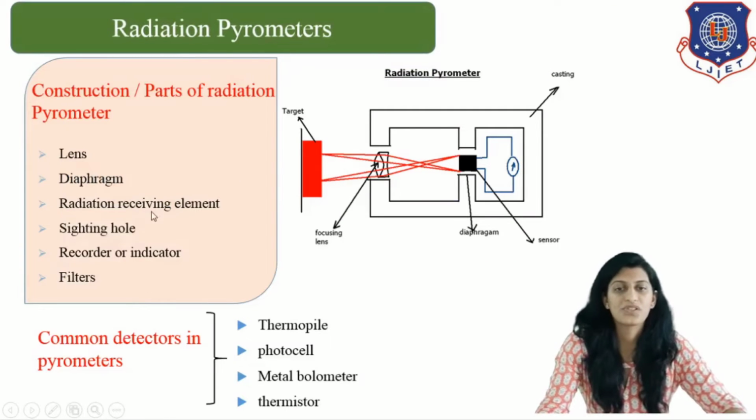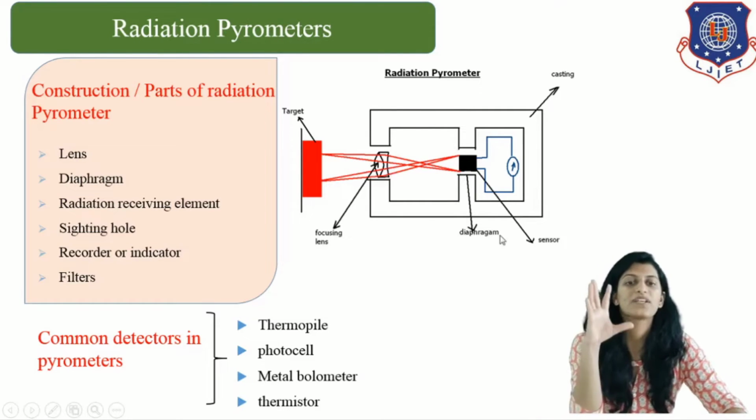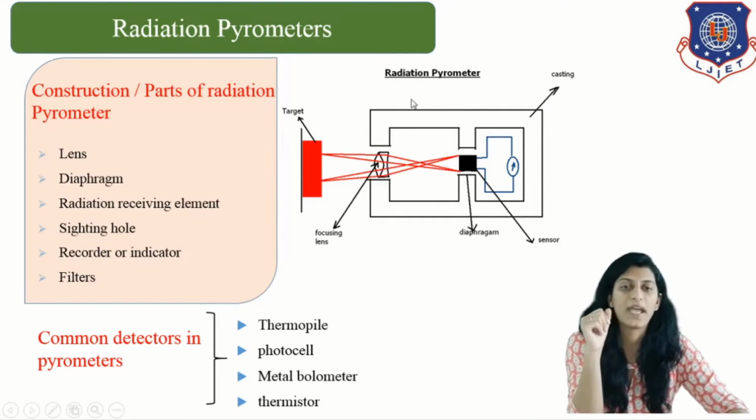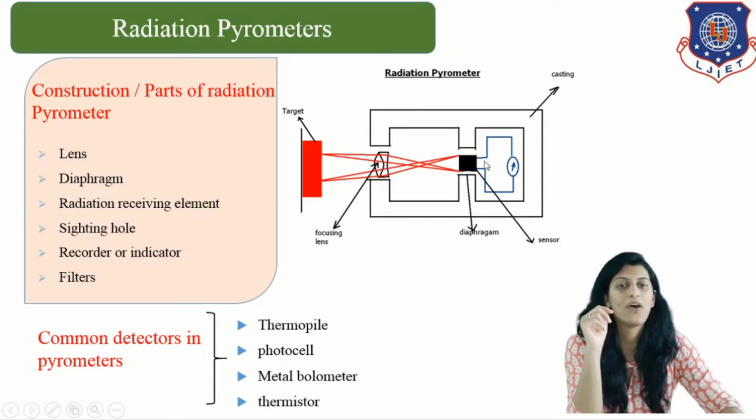Coming to the construction part, as you can see here, this is the pictorial diagram of a radiation pyrometer. There is a lens here. After the lens we have a diaphragm. Then we have a radiation receiving element here, and a sliding hole. This is the hole which is known as the sliding hole.